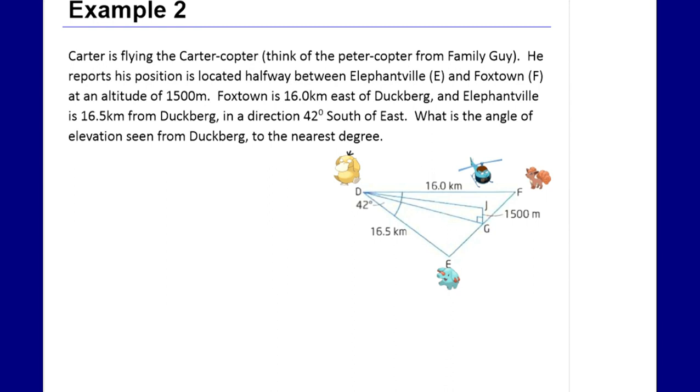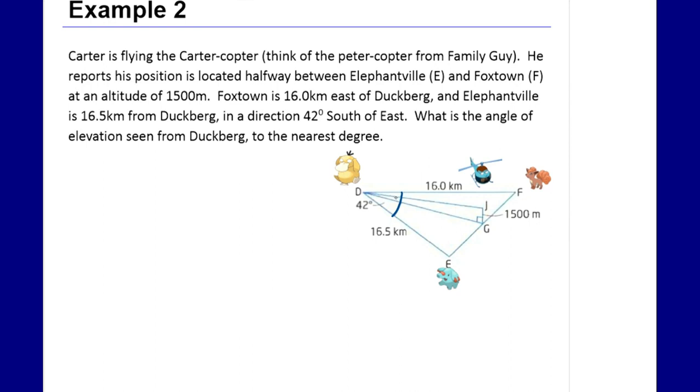Now Foxtown is located 16 kilometers east of Duckburg. So we have town F is 16 kilometers east, and Elephantville is 16.5 kilometers from Duckburg, so this bottom line here, in a direction 42 degrees south of east. So 42 degrees is this entire angle. And we want to find the angle of elevation seen from Duckburg to the nearest degree. So basically, what is the angle of elevation at which we can see the Carter copter?